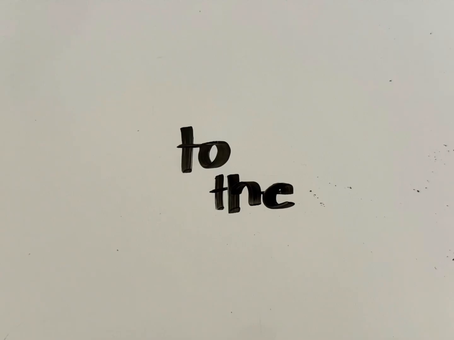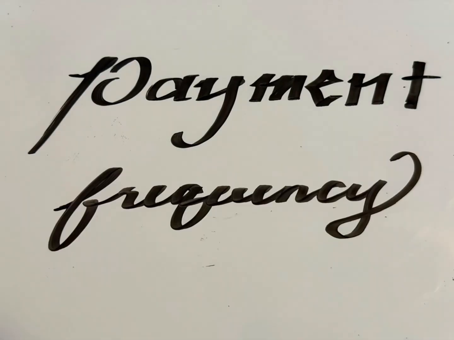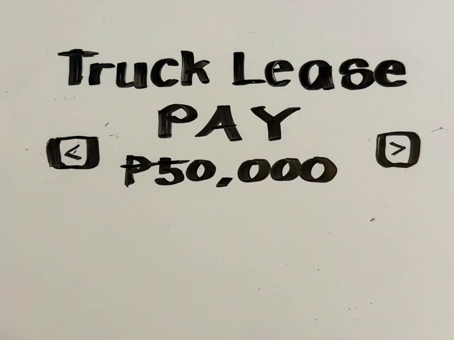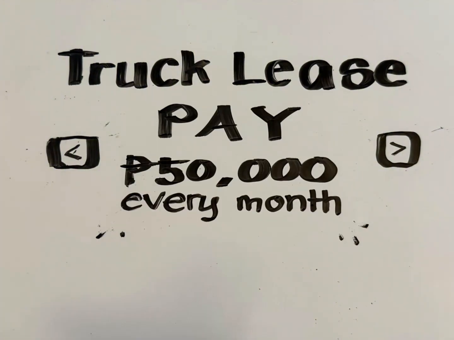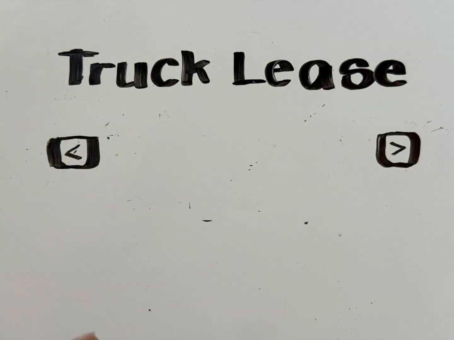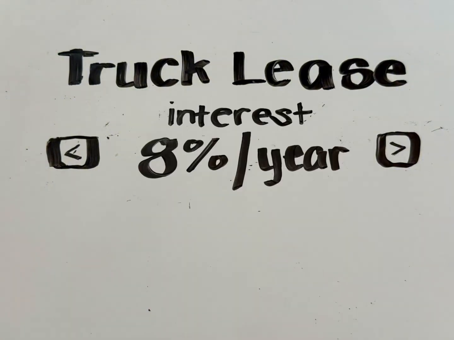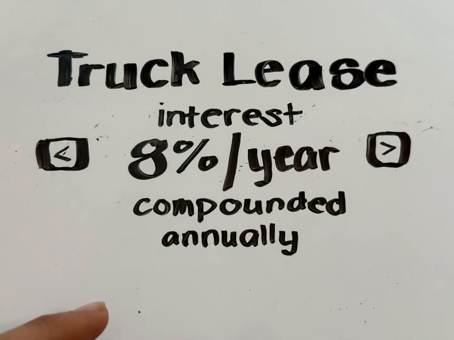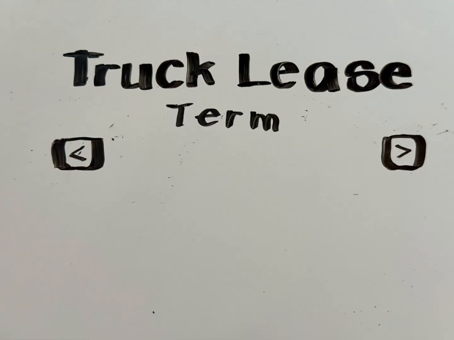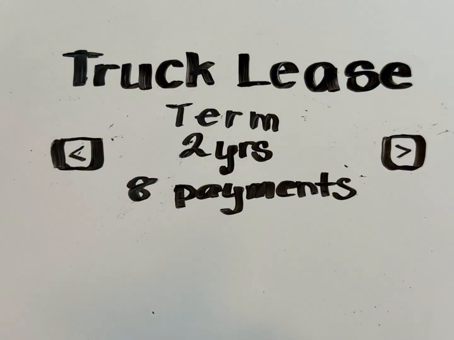So then, what should we do first? Match the interest rate to the payment frequency. Let's have an example. A truck lease wherein its payment is 50,000 pesos every month, an interest rate of 8% per year, compounded annually, and a payment term of 2 years, which means 8 payments are to be made.